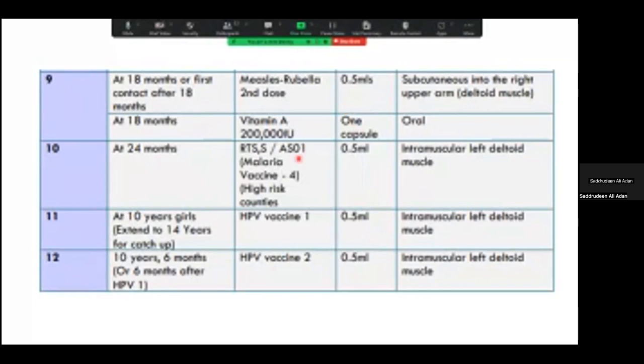For vitamin A, just do it every time, every 6 months until you reach 5 years. So 18 months, don't forget. At 9 months, give them the first measles. In case there's an outbreak, you give them malaria. And the yellow fever in high-risk counties.